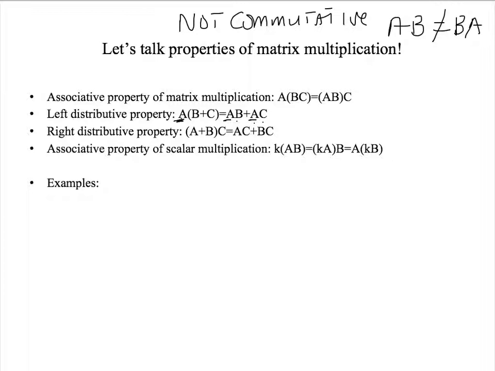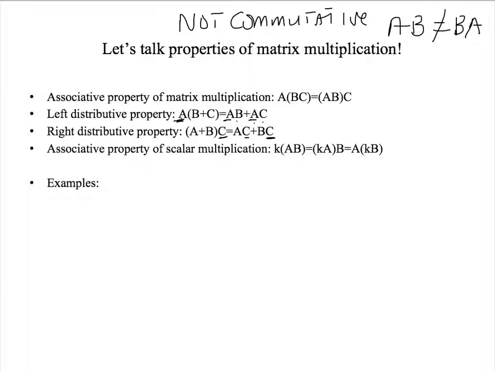The right distributive property: if I'm adding two matrices together, and then I'm multiplying it by another third matrix, matrix C, that's the same as multiplying matrix A by matrix C and matrix B by matrix C, and adding them together. Notice, again, I'm multiplying on the right, so the matrix that I am multiplying by has to be on the right side of the other two matrices.